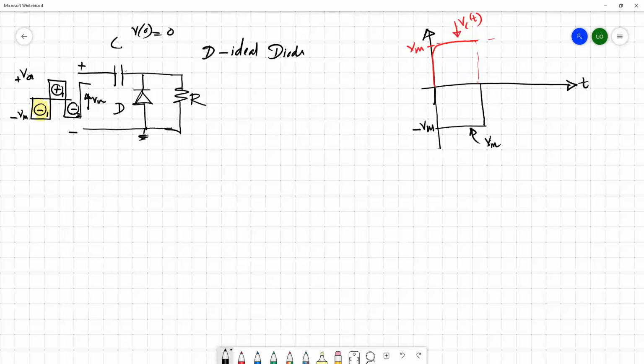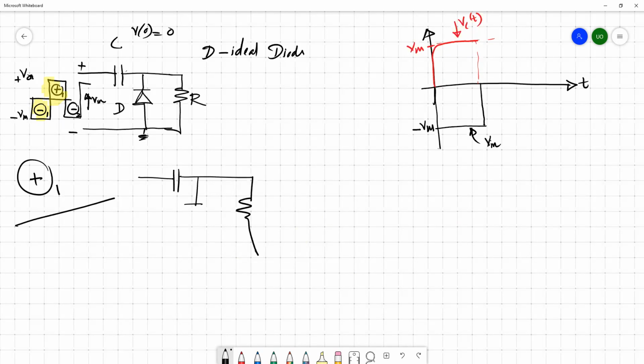Okay, next we consider this block. It means the first positive cycle. So you have the capacitor, resistor, and diode. Now the voltage is something like that. This is Vin, and Vin is equal to Vm. And what happens to the capacitor?